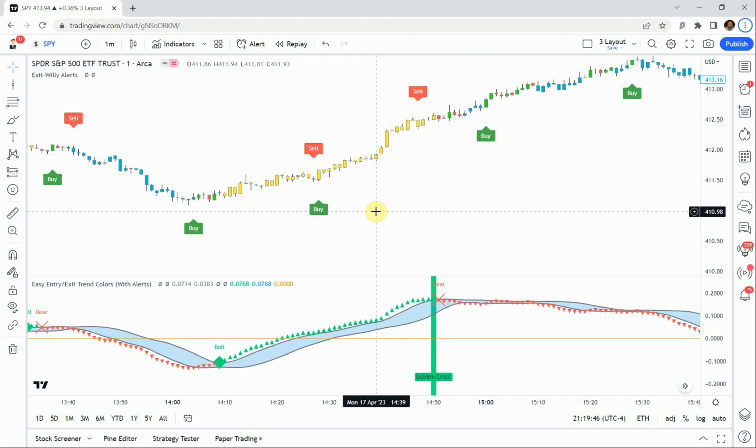All right, as I said, today we will be looking at a 1 minute scalping strategy. According to the video, this strategy was able to get some really great gains on a small account. The typical thing that most videos say about trading strategies. The two indicators that it uses are the Exit Willy Alerts indicator and the Easy Entry/Exit Trend Colors indicator. So before we actually dive into the strategy, or if we will dive into the strategy, let's just go ahead and look at the numbers to see if it's even worth looking at the strategy.